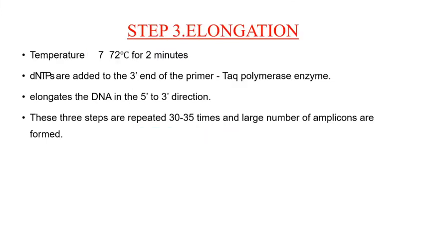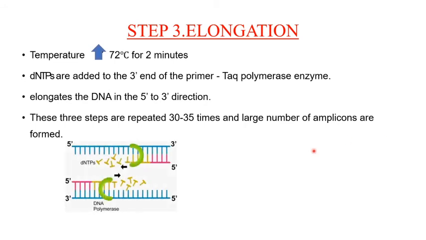Next step is the elongation or extension step. Here the temperature is raised to 72 degrees for 2 minutes. dNTPs, all the 4 dNTPs namely dGTP, dATP, dCTP and dTTP are added at the 3' end of the primer, and the Taq polymerase elongates or grows the DNA strand in the 5' to 3' direction. These three steps, denaturation, annealing and elongation, are repeated 30 to 35 times and a large number of amplicons are formed.